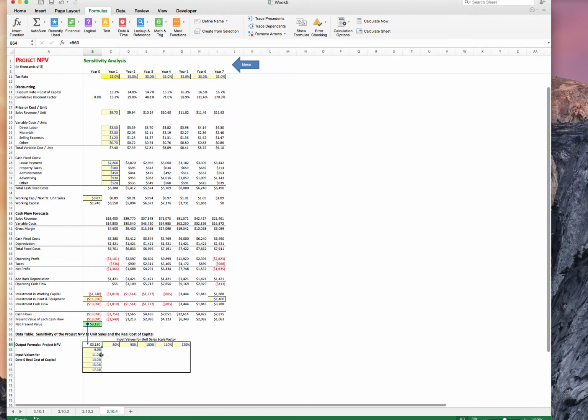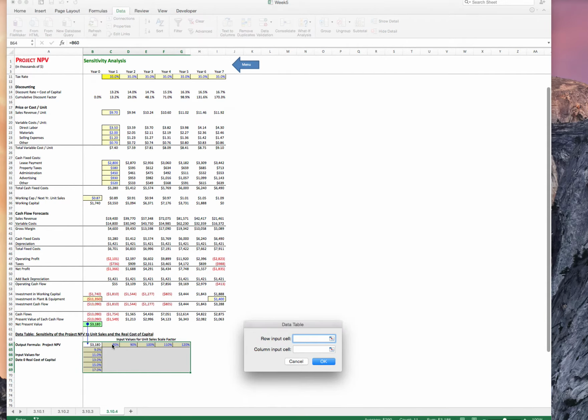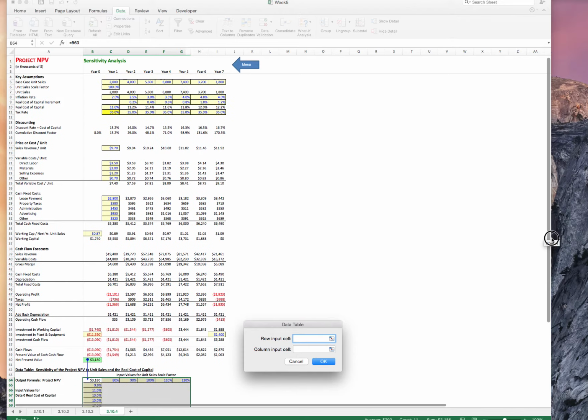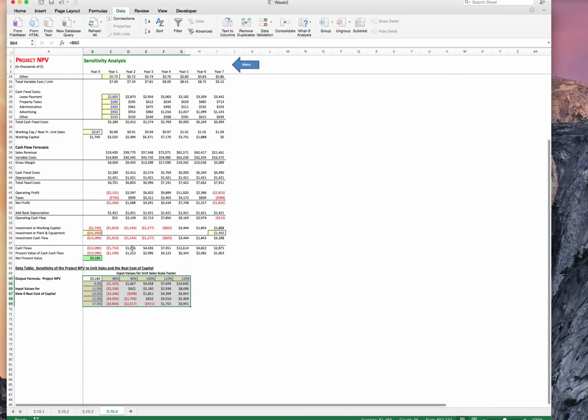this cell right here. Now I'm going to select the whole table, go to data, what-if analysis, data table, row input, go back up here, and it's the unit cell scale factor, which is C6, and the column input cell is the real cost of capital, which is C10 right here. Hit OK, and there you go. How cool is that?